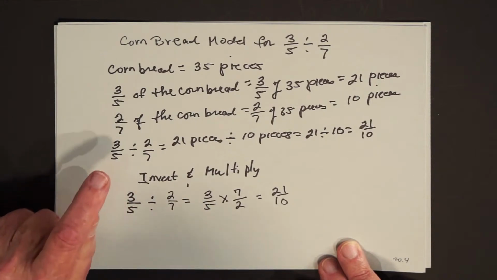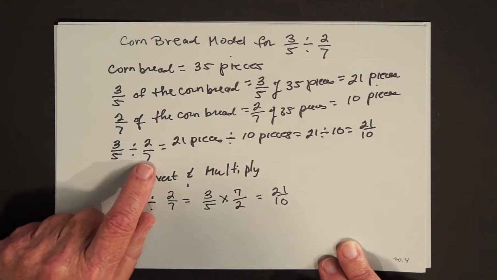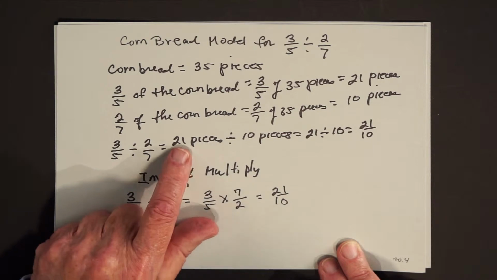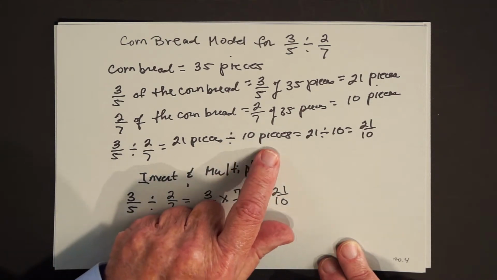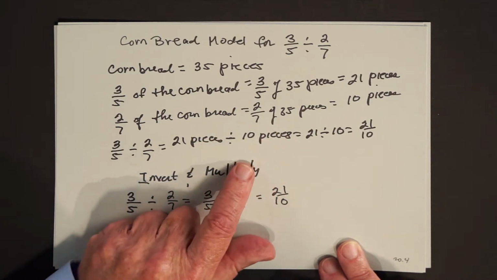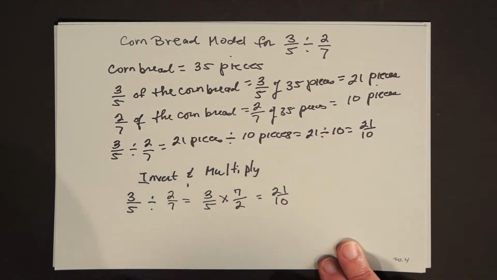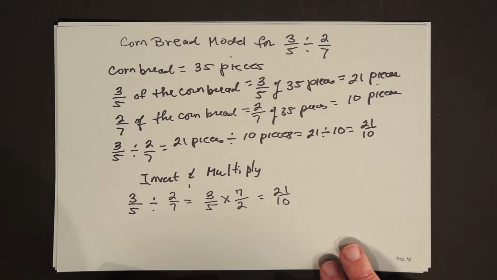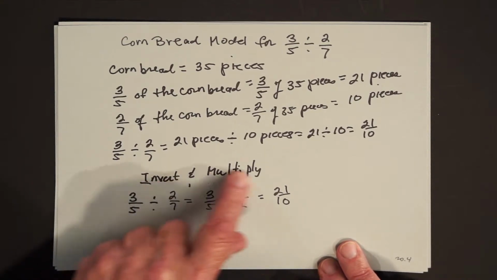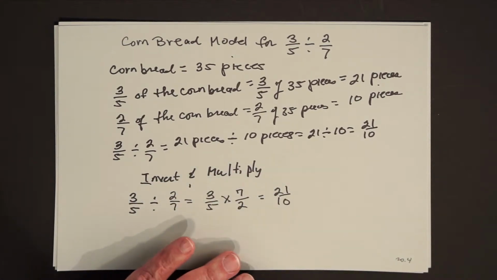So if I'm going to divide 3/5 of the cornbread by 2/7 of the cornbread, I'm dividing 21 pieces by 10 pieces. The pieces are the common noun. We can cross those out. And so the answer is going to be what? 21 divided by 10. And again, as I said before, you can mechanically invert and multiply.